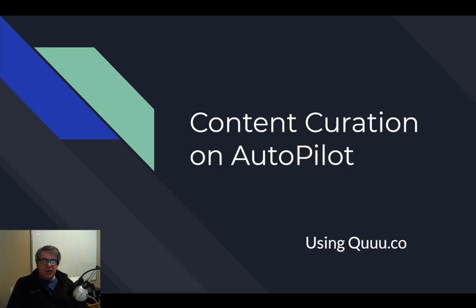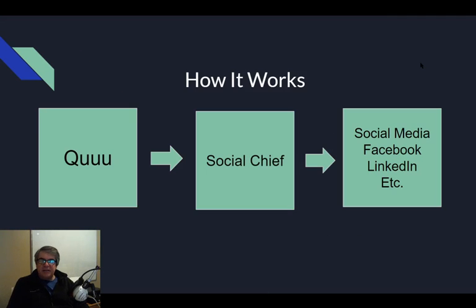So what is Q and what is content curation on autopilot? Basically, here's how this is going to work. This is free, the way I've set it up. So you have Q. This software is going to gather whatever interests you have. So it'll gather, mostly, blog posts. And what Q does is it goes out and finds relevant blog posts for you.